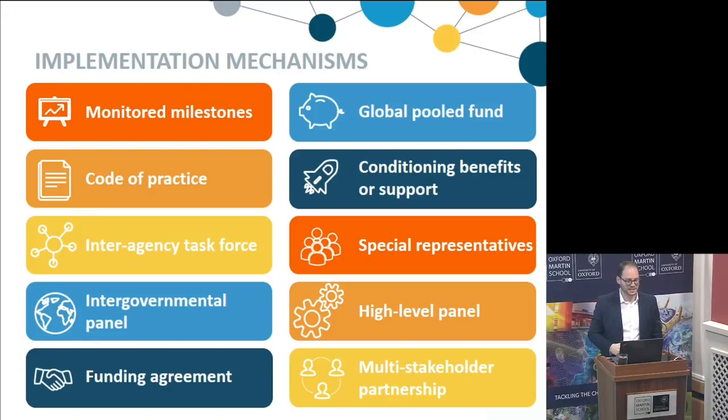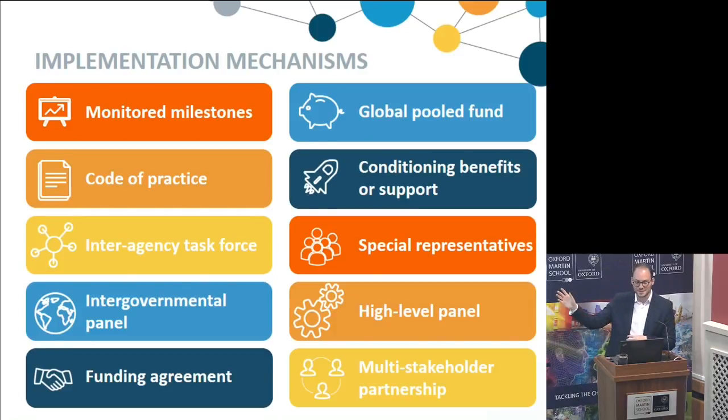So implementation mechanisms. One example would be a monitored milestone. So imagine there's a very clear milestone that countries are supposed to achieve, and there's monitoring of country progress towards achieving that milestone. Alternatively, there's a mechanism around a code of practice. You can create new institutions that coordinate activities, like a UN interagency task force. You can have an intergovernmental panel on antimicrobial resistance that engages scientists, like the IPCC from climate change. You can have funding agreements. You can have a global pooled fund.